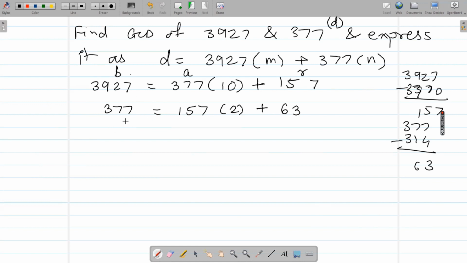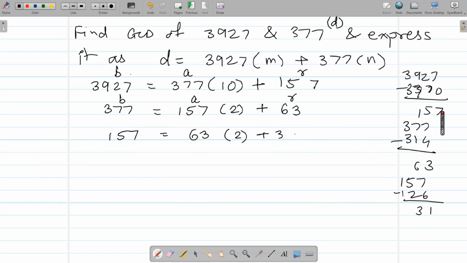Okay. Then now again, this is my B, this is my A, this is my R. So we will replace 377 by 157 and 157 by 63. So 63 into 3 would become 189, which is greater than 157. So again, obvious multiple is 2. 63 into 2 is 126. 157 minus 126.